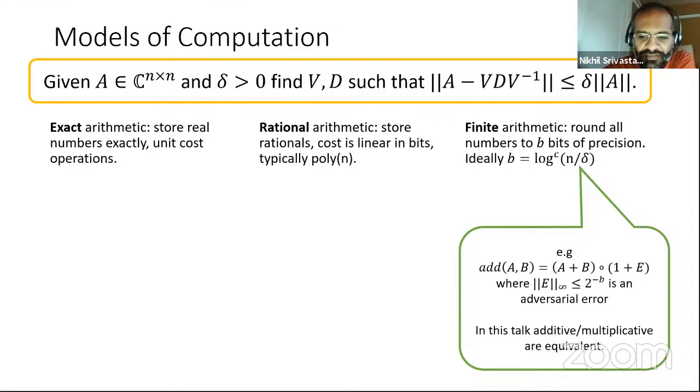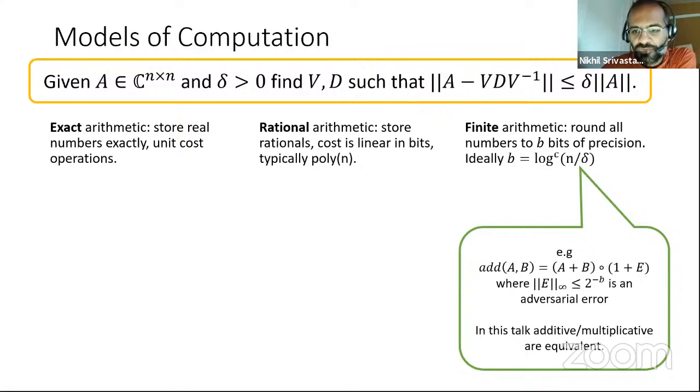And you could also define models where the error is additive. In this talk, all the numbers involved will be in a small enough range that additive and multiplicative are equivalent. And to simplify the exposition, sometimes I'll use additive errors. But this is finite arithmetic. And the advantage is this is closest to what's used on actual computers. And of course, arithmetic is much faster. It takes polylog n over delta bit operations for a pair of numbers. So those are the three models of computation.